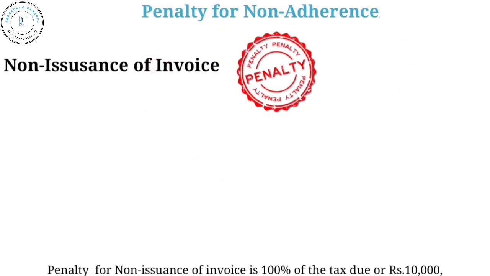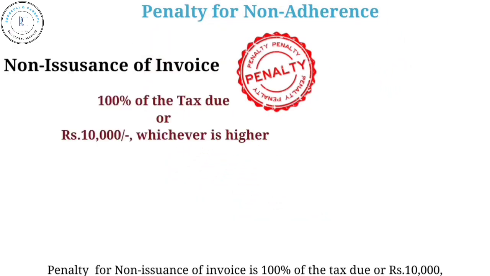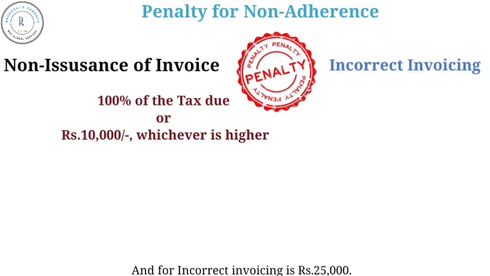Penalty for non-issuance of invoice is 100% of the tax due, or 10,000 rupees, whichever is higher. And for incorrect invoicing, it is 25,000 rupees.